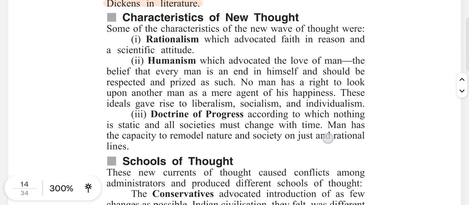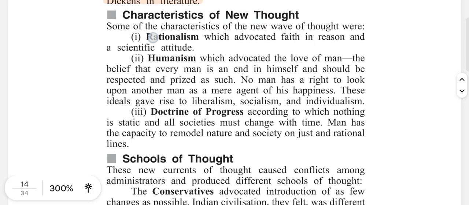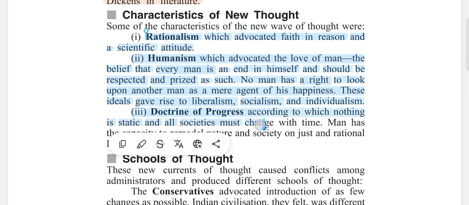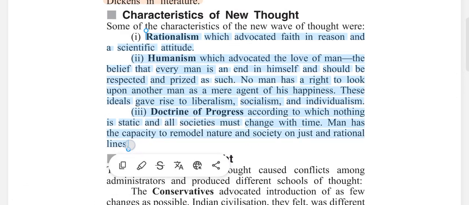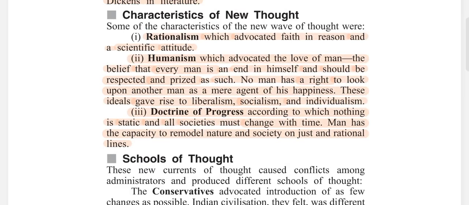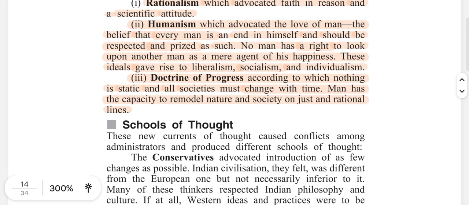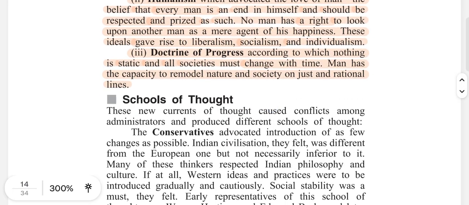Characteristics of new thought. Some of the characteristics of the new wave of thought were: One, Rationalism, which advocated faith in reason and a scientific attitude. Two, Humanism, which advocated the love of man, the belief that every man is an end in himself and should be respected and prized as such. No man has a right to look upon another man as a mere agent of his happiness. These ideals gave rise to liberalism, socialism, and individualism. Three, the doctrine of progress, according to which nothing is static and all societies must change with time. Man has the capacity to remodel nature and society on just and rational lines.